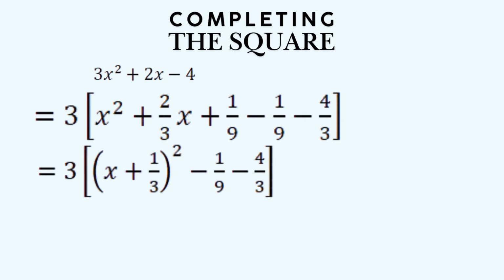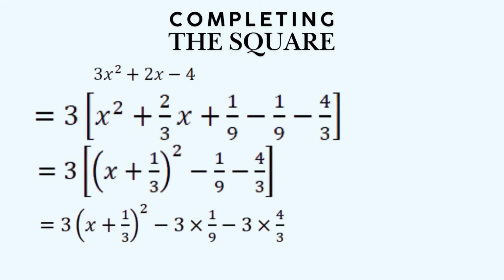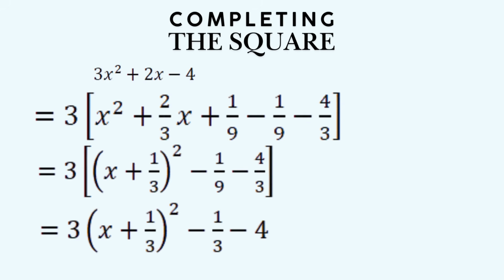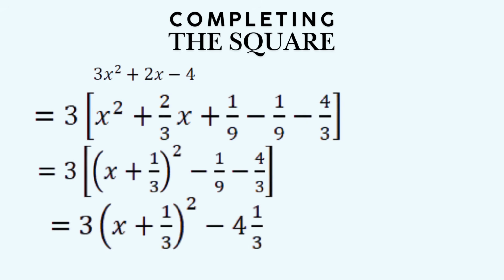We can now multiply each term in the square brackets by the 3 that is outside. So 3 times the perfect square, and 3 times -1/9 gives -1/3, while 3 times -4/3 is -4. So our answer is 3(x + 1/3)² - 4 1/3, or -13/3.